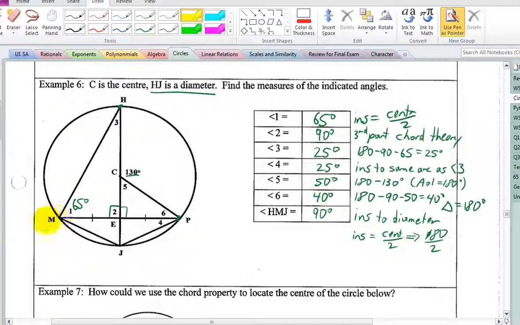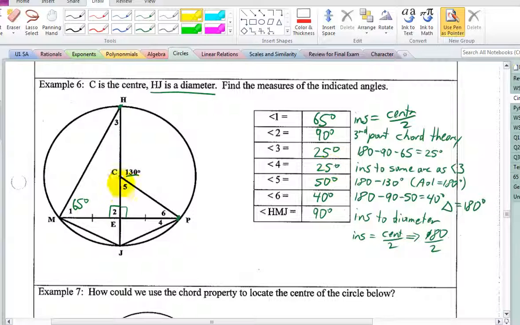Number 4, here's number 4, and here's angle number 3. They have their feet on the same arc, JM. So that means they have to be the same. So that's why you have it's inscribed to the same arc as number 3. They should be the same.